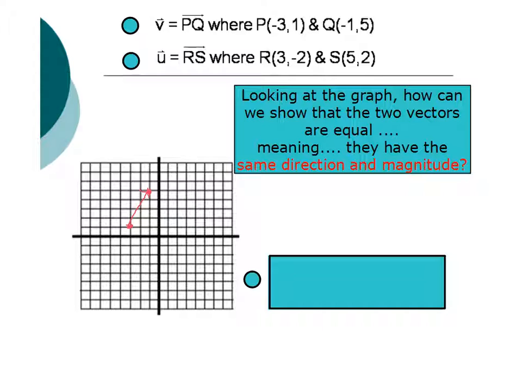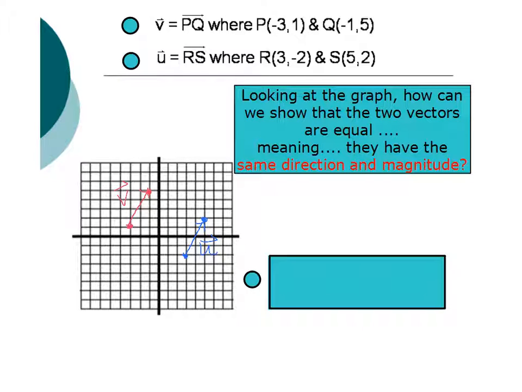Then we have vector U, and it's the same idea. Let's plot R. It's at 3, -2, so there's R. And S is at 5, 2, right here. And vector U is the vector that connects those 2 points. So that's vector U. This one was vector V.